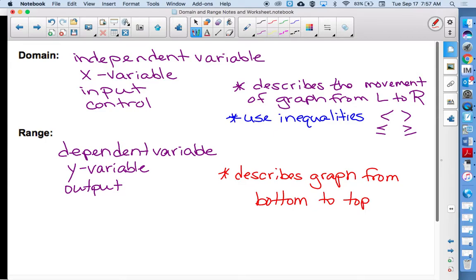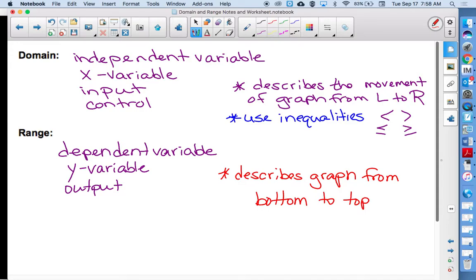So domain is left to right, because domain is X. X moves left to right. The range is from the bottom of the graph, still starting at the negative, and then it goes to the top. So where does it start, how low, and then how high does it move? So that's what we're really going to focus on today.